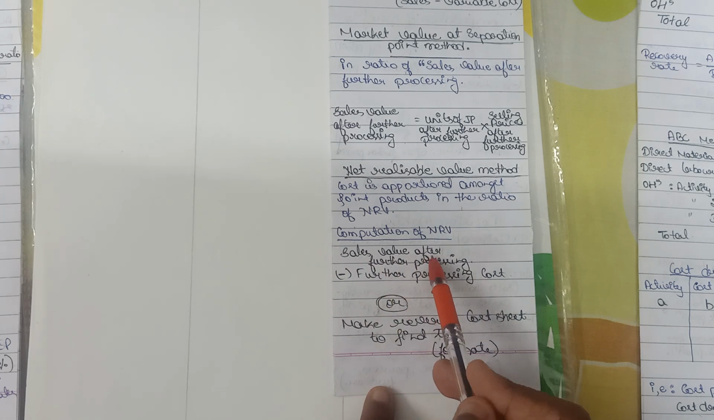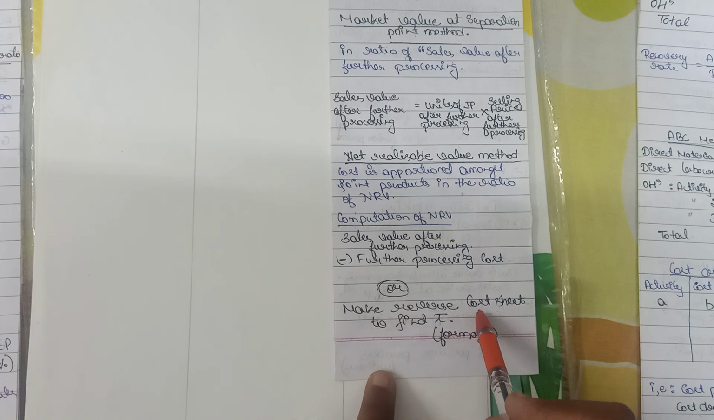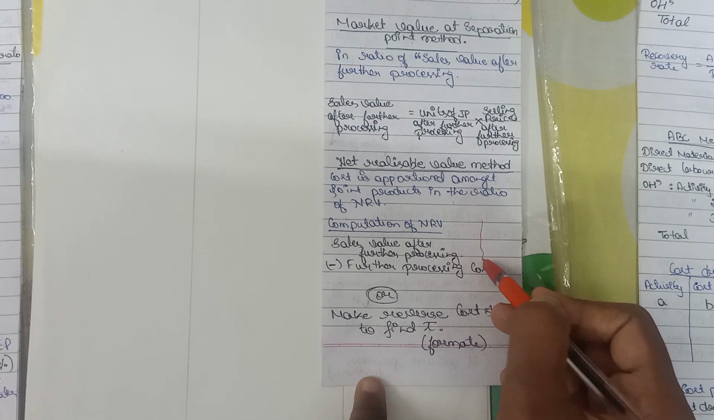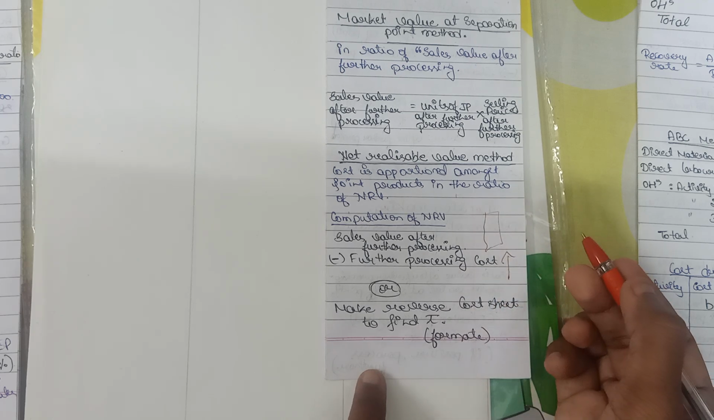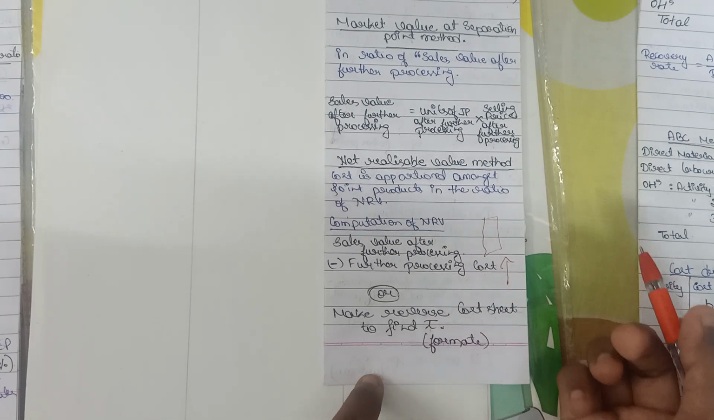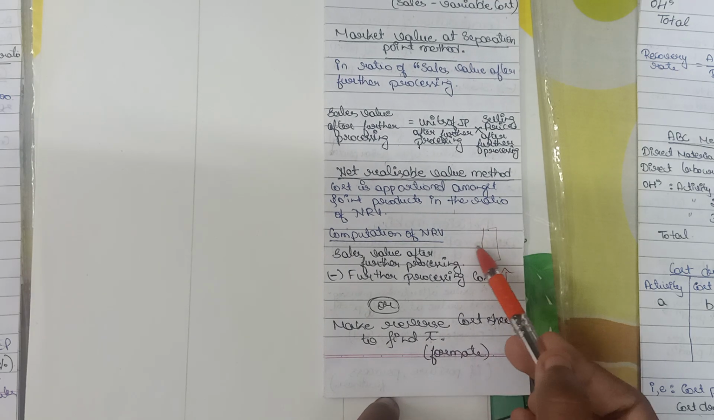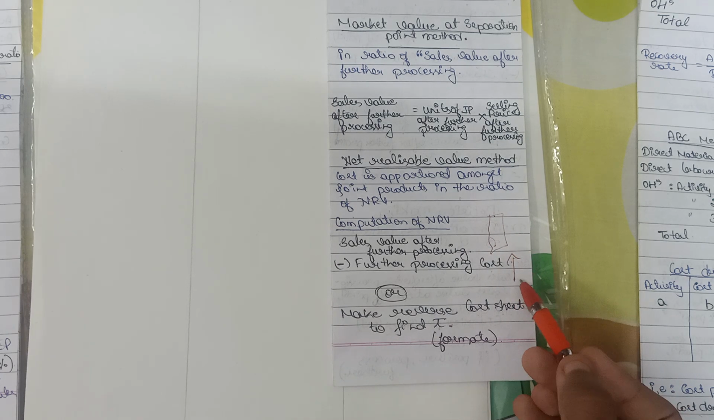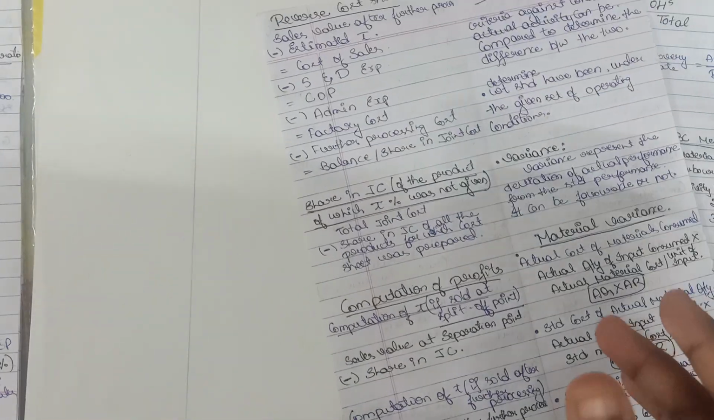Computation of NRV: sales value after further processing minus further processing cost, or make a reverse cost sheet to find out profit. We can make it in the normal cost sheet order also, but if we do a reverse calculation, we'll be getting the answer so easily. In case we do the normal cost sheet, we have to find the missing figures in between, but if it is a reverse cost sheet, we'll be getting the answer properly. You'll be getting marks for both the things. Reverse cost sheet, how do we do that?